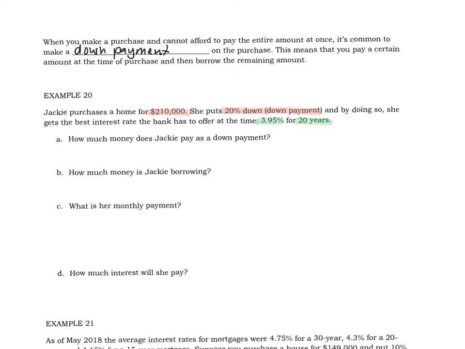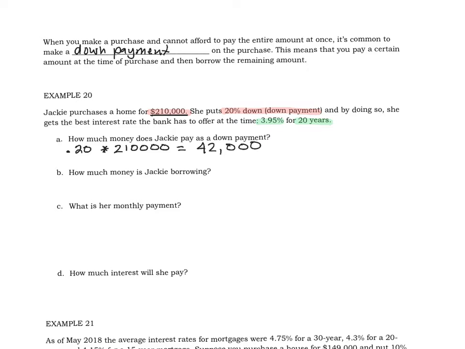So how much money does Jackie pay as a down payment? You really have to pay attention. We said that she is going to put 20% down. 20% of what? 20% of the cost of the house, not how much she plans to borrow at all. So 20% of $210,000 is $42,000.